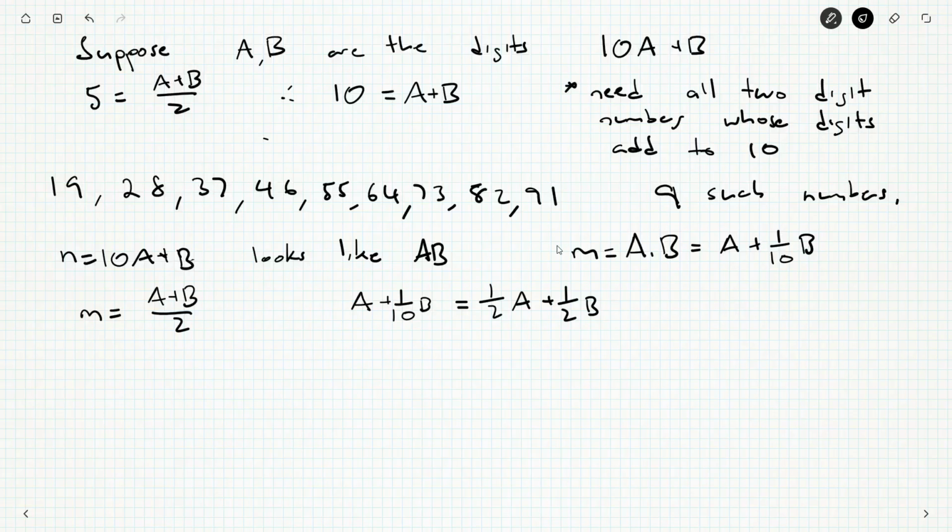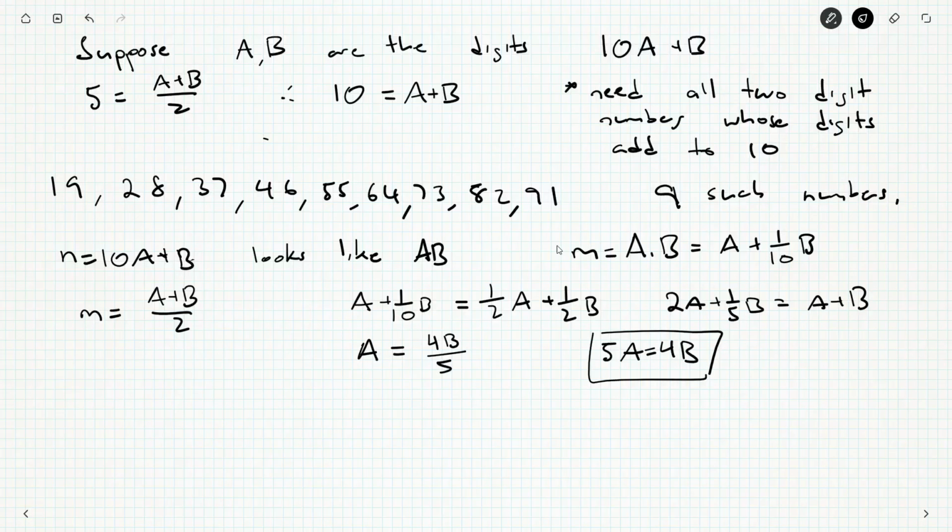And we're going to multiply through by 2, I suppose. So 2A plus 1/5 B is equal to A plus B. Now I can rearrange, subtract A on both sides, and then subtract 1/5 B on both sides. A is going to be 4B over 5. Multiply through by 5 on both sides. We're going to get 5A is 4B. So this is the relationship we need to have.